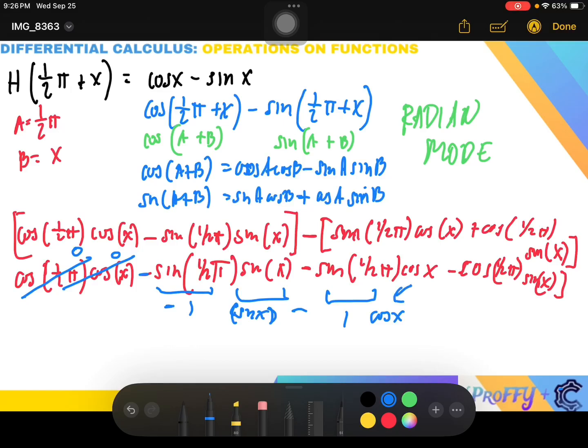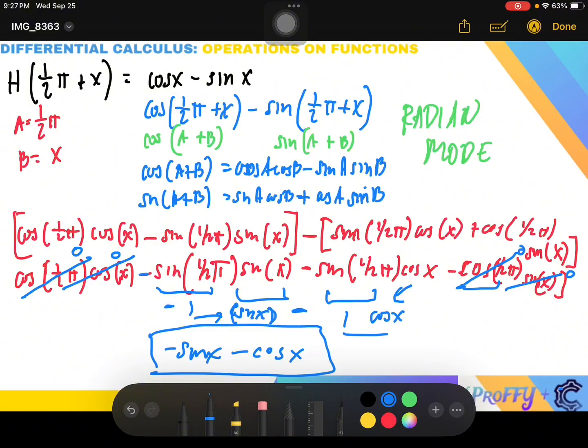This is it. Minus the cosine of 1/2 pi is equal to what? This will be equal to 0. Any number multiplied by 0 is 0. So what remains, this minus sign is gone. What remains is negative 1 multiplied by sine, so negative sine of x, minus then multiplied by cosine of x is cosine of x. Gets? So the answer is negative sine of x minus the cosine of x. Gets?